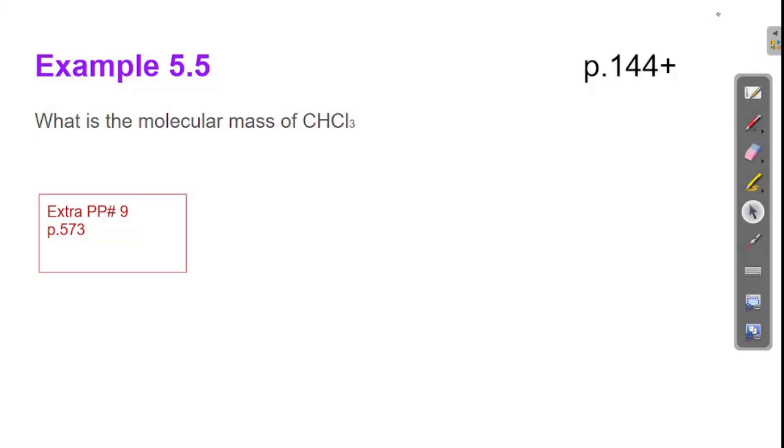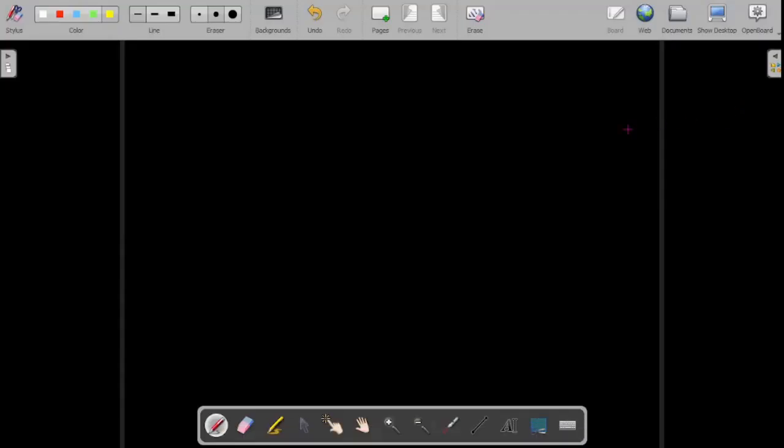Okay, let's look at an example. This one goes like this. Then you're going to do extra practice problem number 9. This one has actually 2 sections. The first one is this one. What is the molecular mass of this molecule? And then the second part says, what is the mass of another molecule in grams? So we're going to have to do them both. Let's start with this one right here. And then you'll do the practice problem on your own.